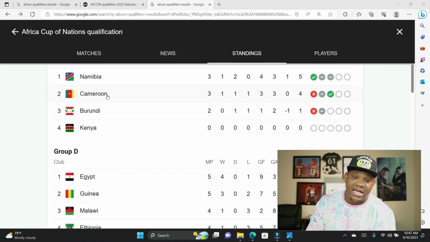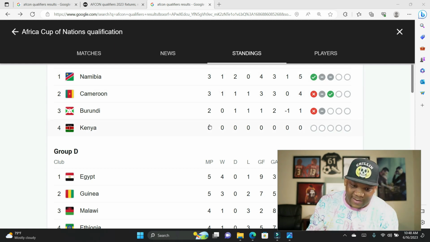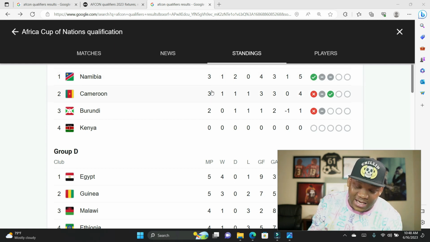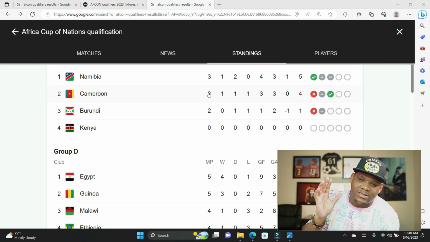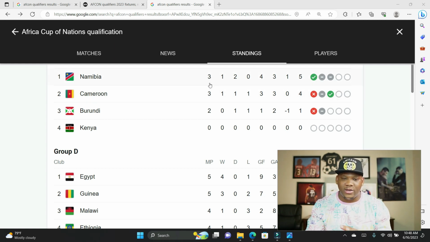But nonetheless, in this group, Namibia is still first, like I said. Since Kenya is not playing, these teams are not going to be playing 6 games. They're going to be playing 4 games each, which means Cameroon has 1 game remaining. I can pretty much bet Cameroon will qualify for the next African Cup of Nations. Now it's going to be between Burundi and Namibia. Namibia can enjoy a draw, which will get them going. Same for Cameroon, a draw in the next match will get them going.